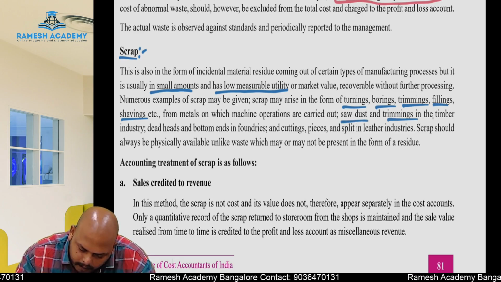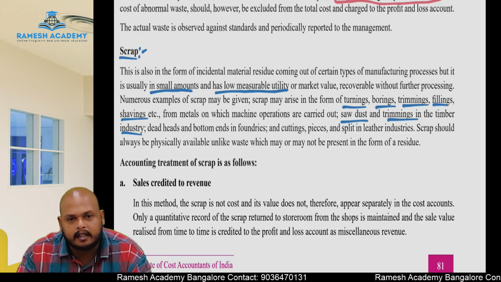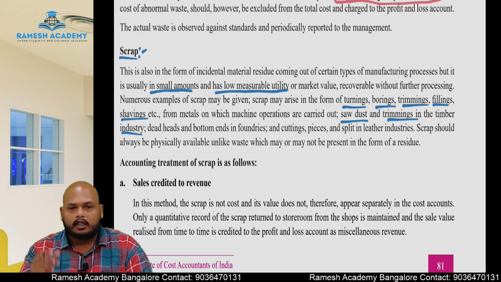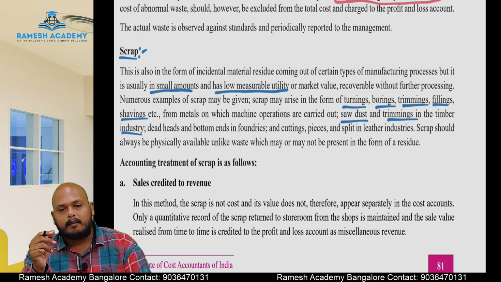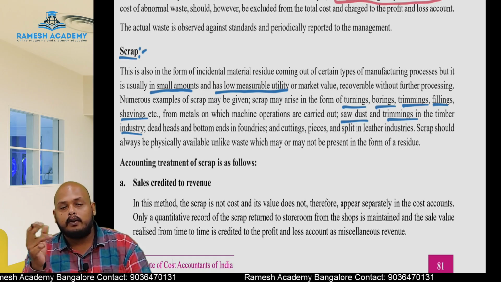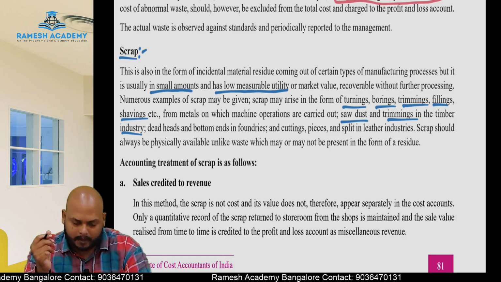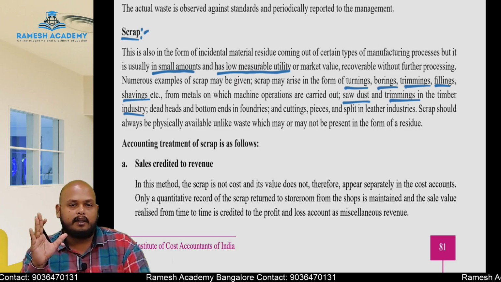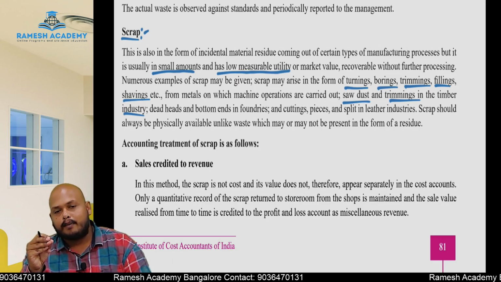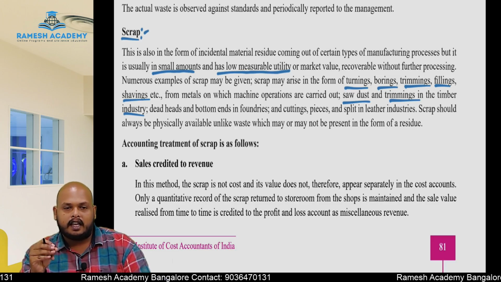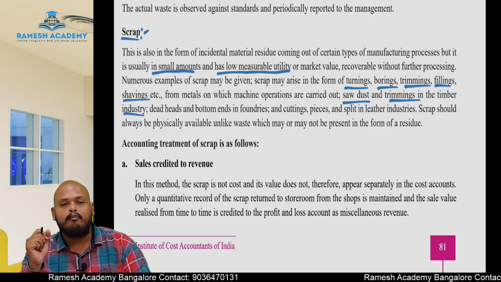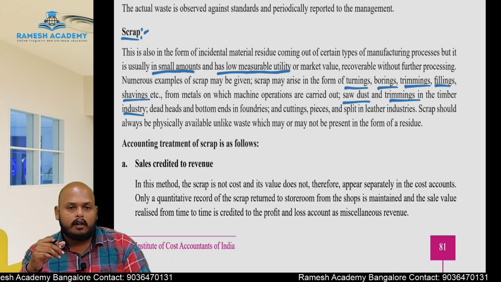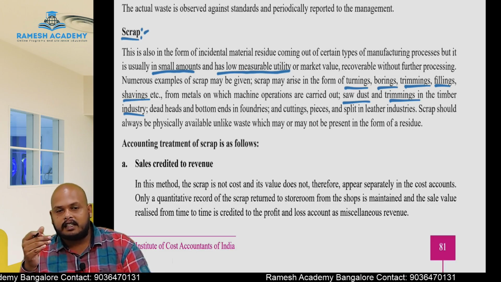Next, sawdust and trimmings in the timber industry also we can see. When they convert wood into wooden tables and so on, wooden powder, such as rosewood powder, will be there. That will be used for different purposes. So there are so many examples of scrap. A scrap is the incidental residue which comes out during the manufacturing process, not intentionally but unintentionally. Like the example of crude oil, what is the incidental scrap which will come out?